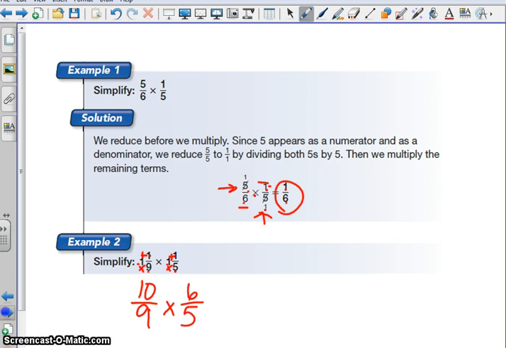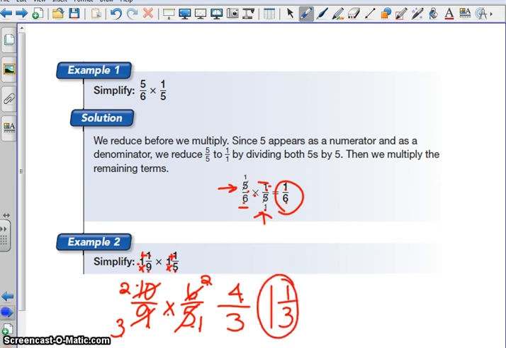Let's look for some common factors. 5 and 10 have a common factor of 5. So we'll take a 5 out of 5 and it's 1, a 5 out of 10 and it's 2. 6 and 9 have a common factor of 3. Take a 3 out of 6 and it's a 2. You take a 3 out of 9 and you have 3. 2 times 2 is 4. 3 times 1 is 3. You can't leave it as an improper fraction, so 3 goes into 4 once with a remainder of 1/3. Your answer is 1 and 1/3.